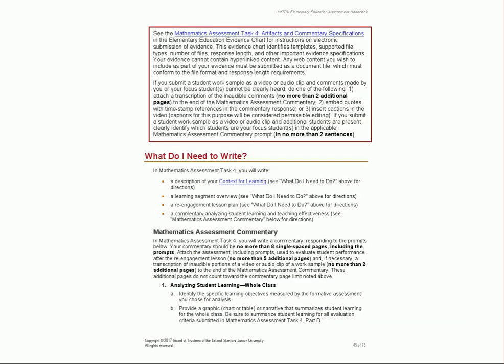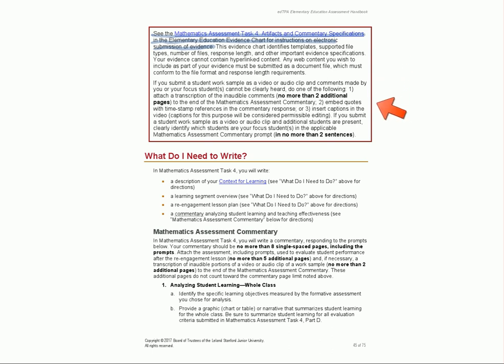All right. Now there's some features that you need to pay attention to in this. So you're collecting lots of different kinds of evidence. So the suggestion from edTPA is you look at this section, and there'll be a link in your electronic document. See the Mathematics Assessment Task for Artifacts and Commentary Specifications to make sure you have everything in order.